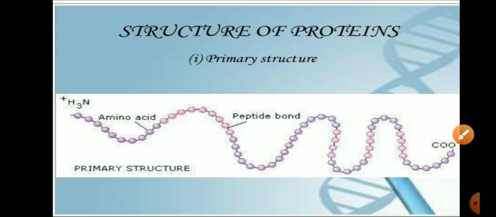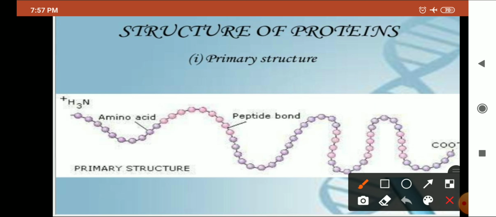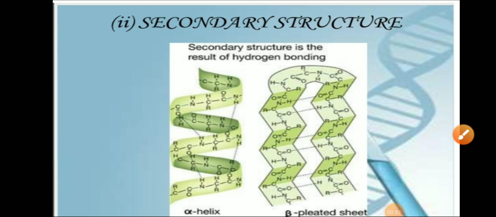As you are able to see in this, at one end we have the amino terminal, where the amine group is present, and on the other end we have the carboxylic group. So this is a polypeptide chain in which the amino acids are joined together by the help of peptide bonds. The linkage is peptide linkage.